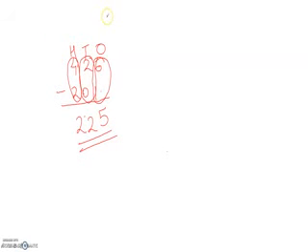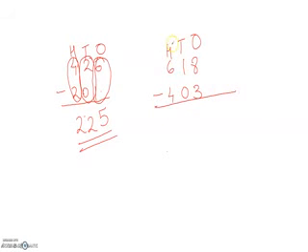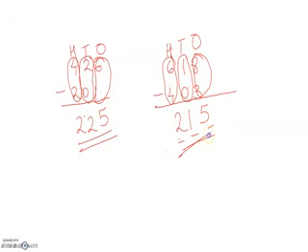Now we can see one more example. For example, 618 minus 403. This is ones place, tens place and hundreds place. In the ones place we have 8 minus 3, which is equal to 5 ones. In the tens place 1 minus 0 is 1. And in the hundreds place 600 minus 400, 6 minus 4, it is 200. 2 in the hundreds place. 215 is the answer.